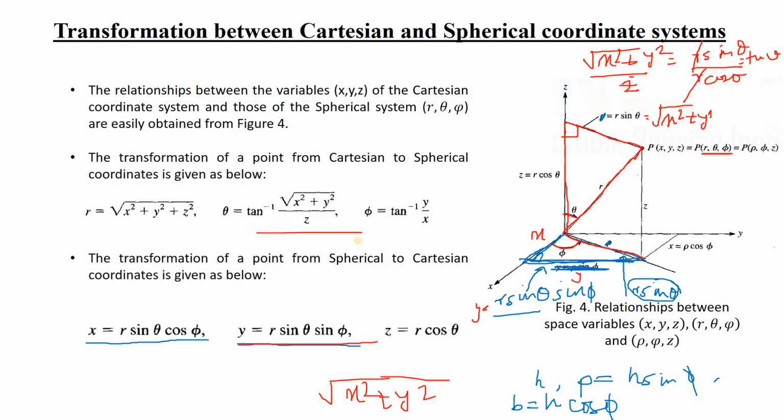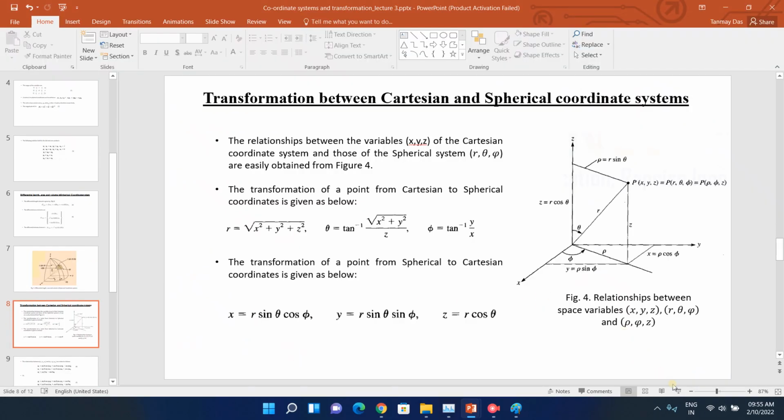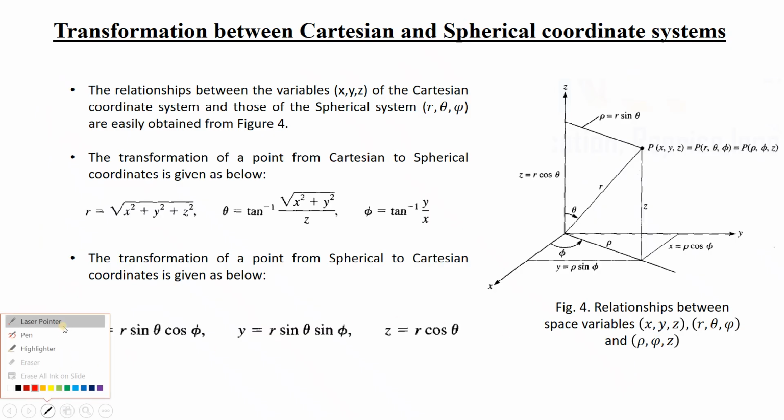It is nothing but tan theta. So that means theta is equal to tan inverse of root over x square plus y square by z. And phi will be, from this right angle triangle, tan inverse of y by x. Okay, same thing.